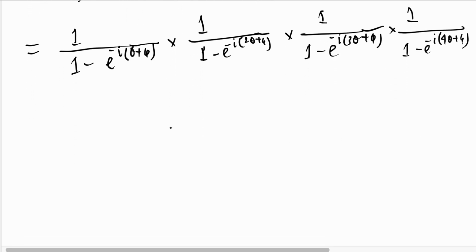Again I use this notation: x equal to e to the power minus i theta, and a equal to e to the power minus i phi.